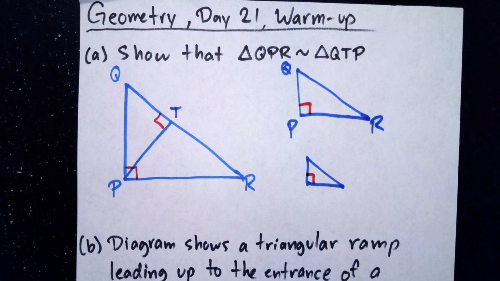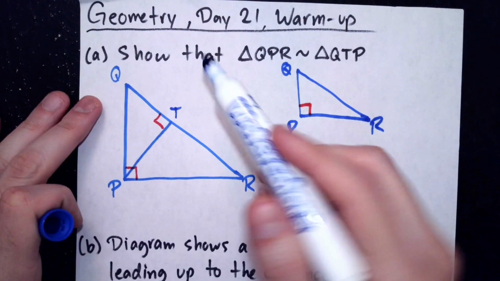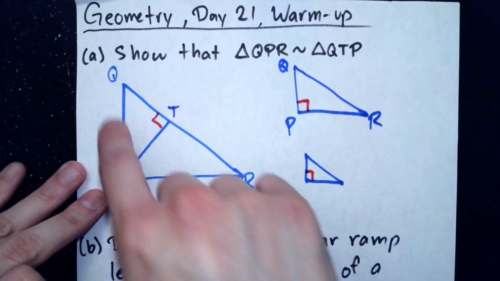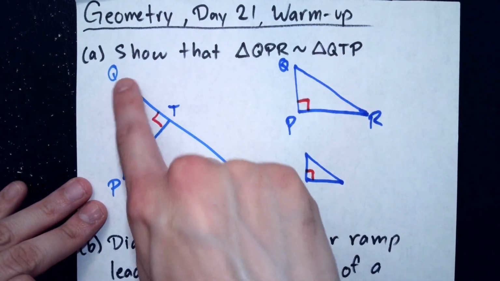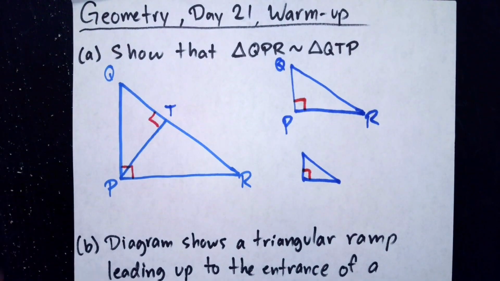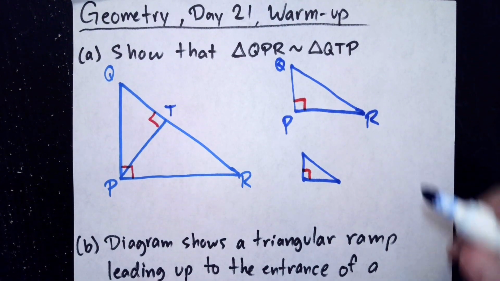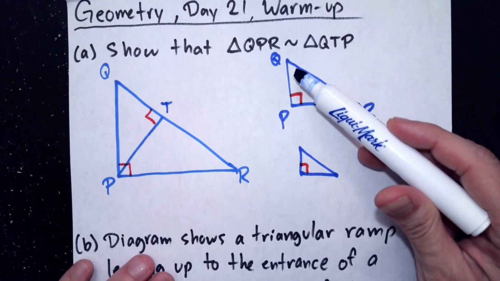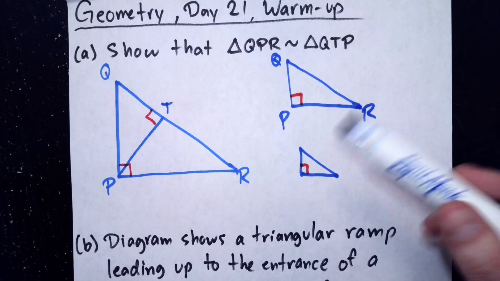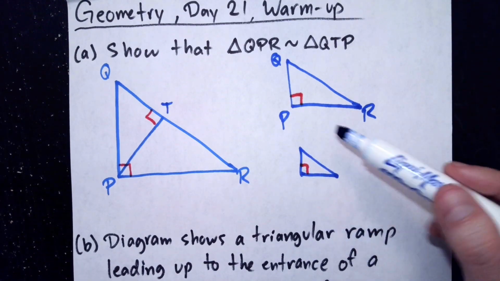Hey everyone, we're going to be working on the warm-up for Geometry Day 21. It says show that triangle QPR, so this one, is similar to triangle QTP. To determine whether these two triangles are similar, first we have to draw these two triangles separately. So here I drew QPR, that's the bigger one. Then we're going to need to do the smaller one, which I have right here.